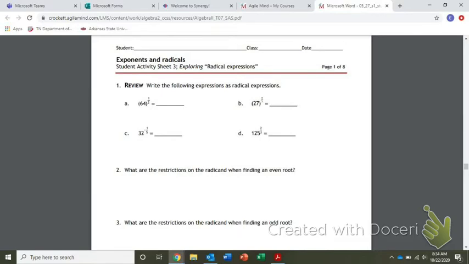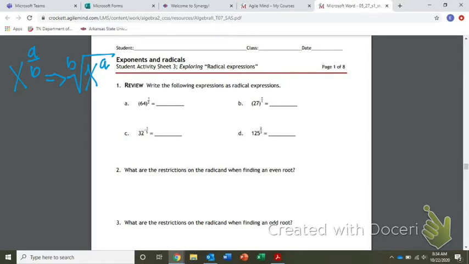So this first one is a review from yesterday. So remember, we did, let's see. Turn my pen on. Here is our exponential, and we want to change it to the radical expression. So remember, it's b, your root, the square root of x to the a power, okay?